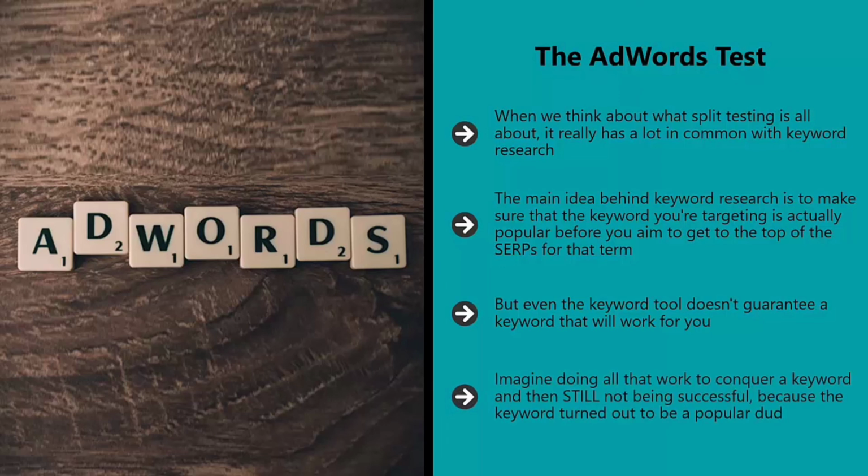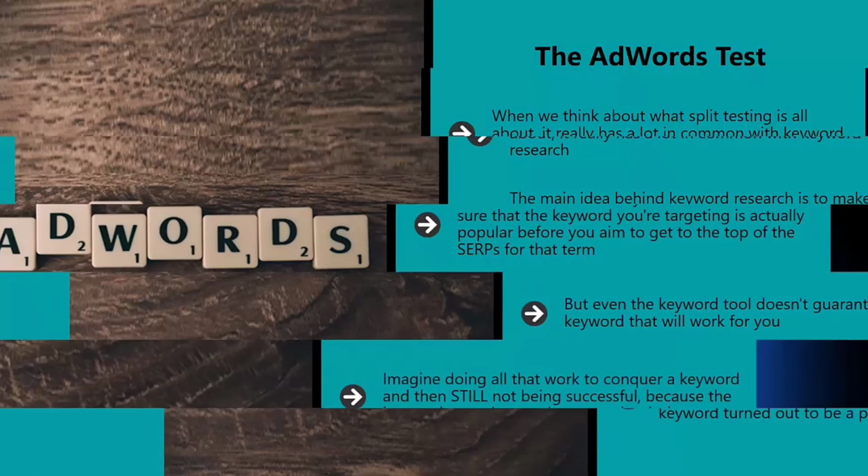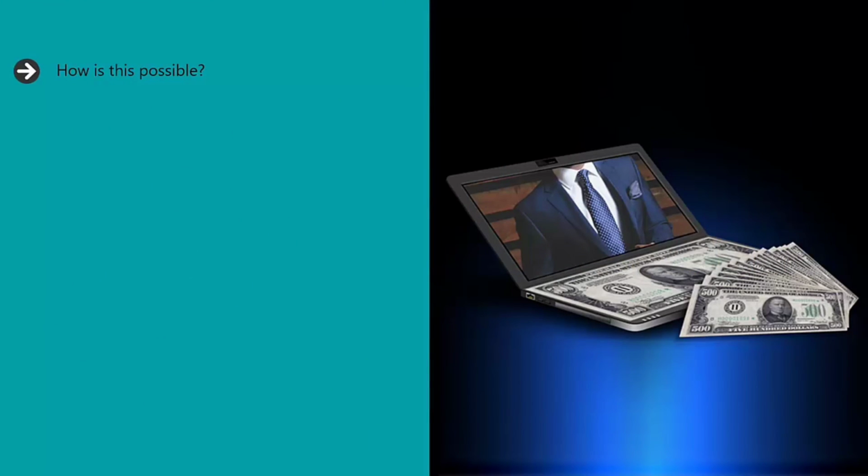Imagine doing all that work to conquer a keyword and then still not being successful because the keyword turned out to be a popular dud. So instead, why not try spending a week at the top of a few and then choose the best one? How is this possible? Simple. By using AdWords to be the sponsored link on a few different search terms and to see which ones bring you the most traffic and the most clicks or sales.